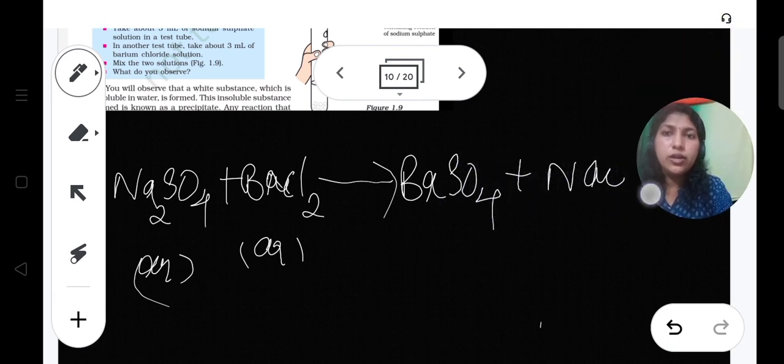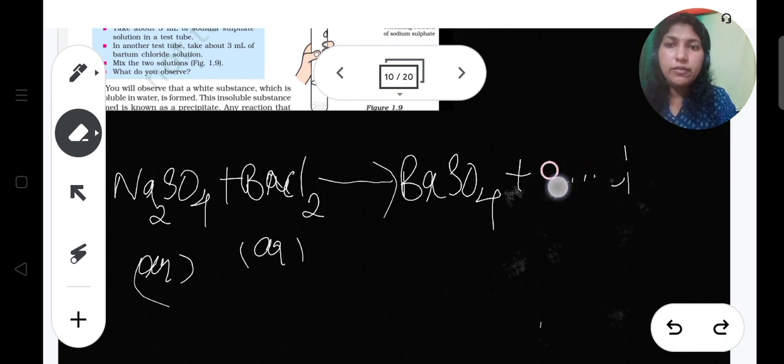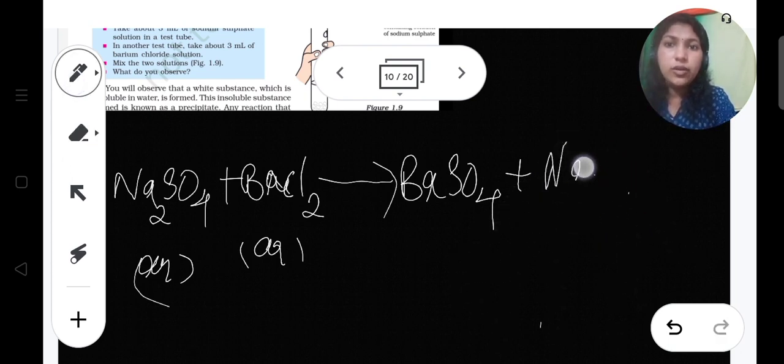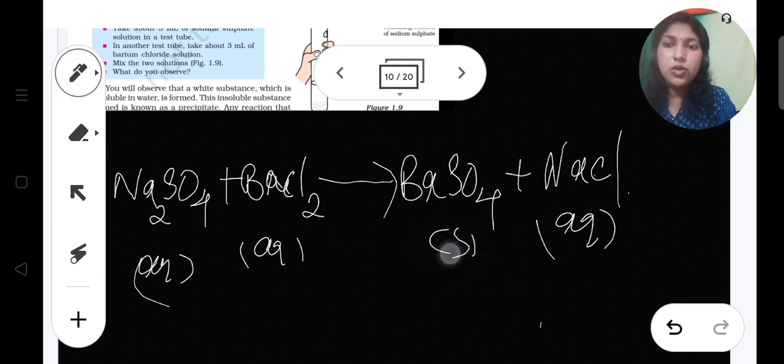We know that sodium chloride is also soluble in water, right? Sodium chloride is soluble in water, so we can write NaCl as an aqueous solution. What about barium sulfate? Barium sulfate is not soluble in water, so this is in solid form. This solid is the white precipitate that will be obtained.